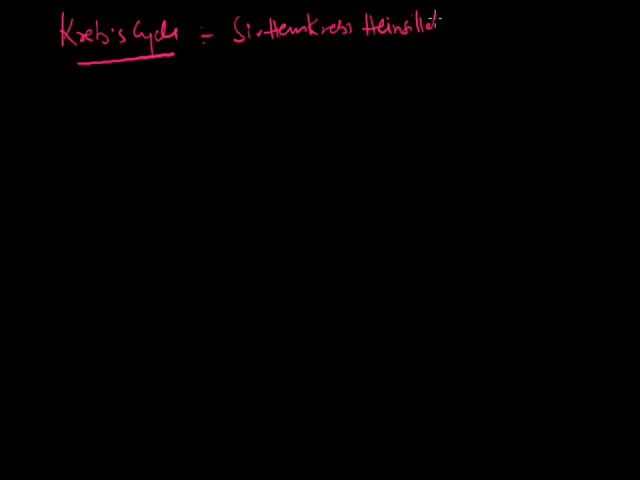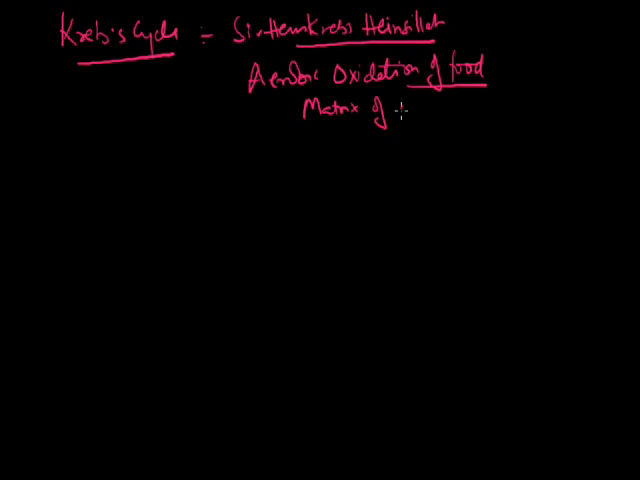So now let us study the Krebs cycle in brief. It is named after Sir Hans Krebs and Hans Kornberg. They were awarded the Nobel Prize for the discovery of this cycle. It is also called aerobic oxidation of food. It takes place in the mitochondrial matrix, because the enzymes required for running the Krebs cycle are present in the mitochondrial matrix.